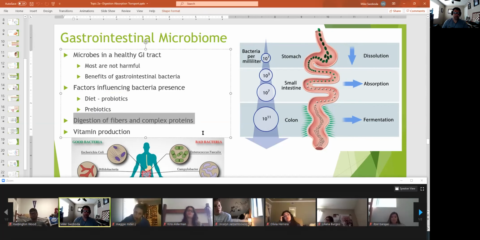This here's the main function you have with your good bacteria in terms of digestion. So it helps to digest fiber and complex proteins. It's going to break down your bigger nutrients into smaller, more manageable ones. Also, by having so much good gut flora, again, it helps to protect you against pathogens.